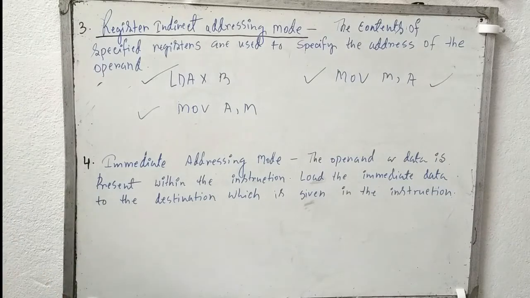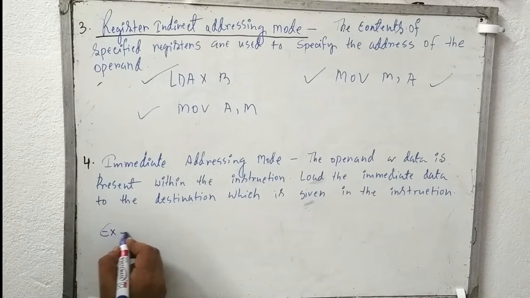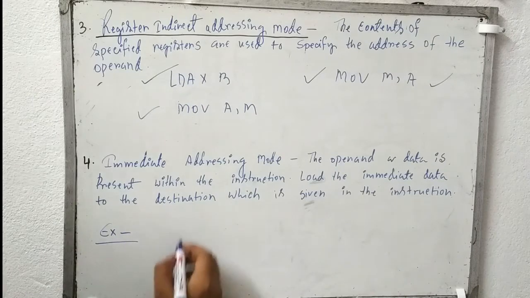Our fourth addressing mode is immediate addressing mode. What does it mean? I think you all know immediate addressing mode. In immediate addressing mode, the operand, which I have told you means the data to be operated on, is present with the instruction. So load that immediate data to the destination given in the instruction. Let's take a simple example.